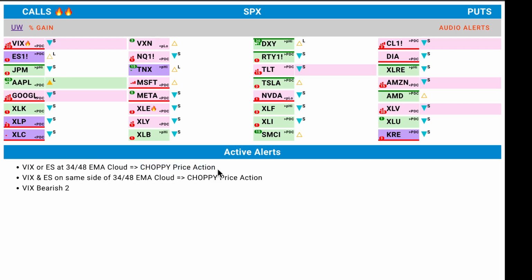Our strategy says we're not going to take any trades. And then also VIX and ES on the same side of the 48. I'll show you guys the EMA clouds here in a second, just so you know what you're looking at. Now let's look at this. We have super trend, bullish and bearish, bullish green, bearish red. It's active on the 30-minute chart for VIX. So obviously it's been bearish for 30 minutes.